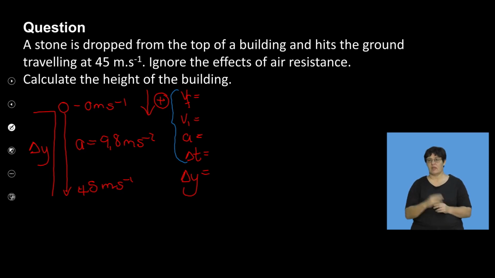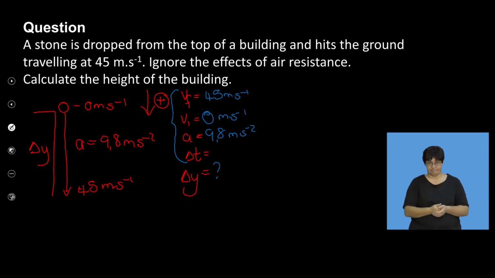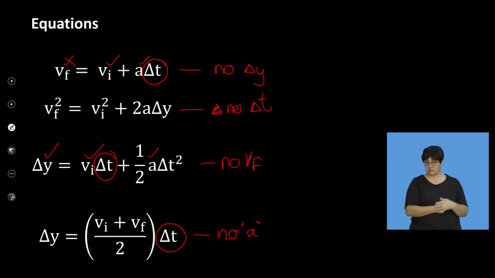My final velocity is 45. My initial velocity is 0. Acceleration due to gravity is 9.8. I don't know time, and I want delta y. If you go back and look at your equations, now you've got to make a decision. So let's quickly go back to the equations.